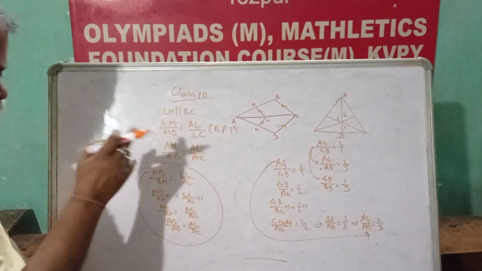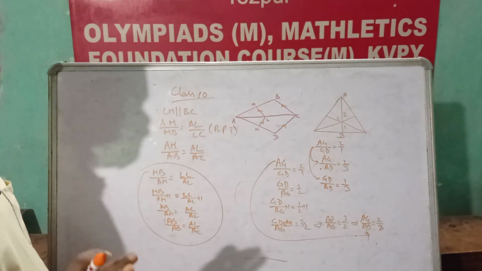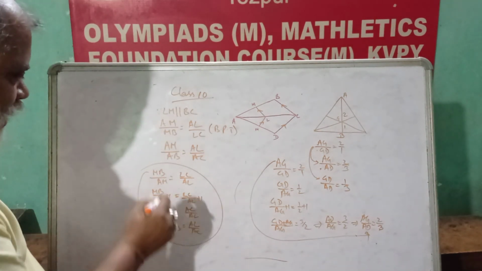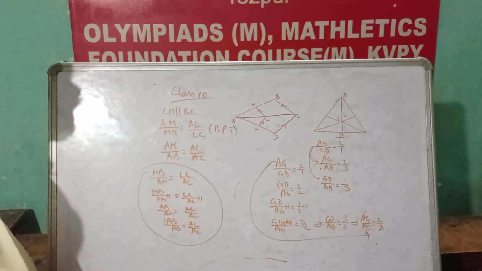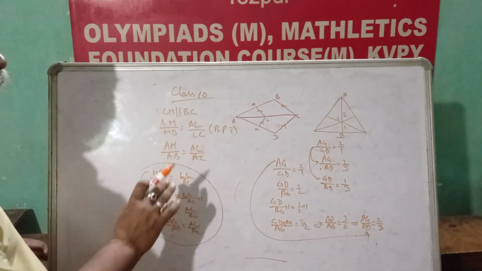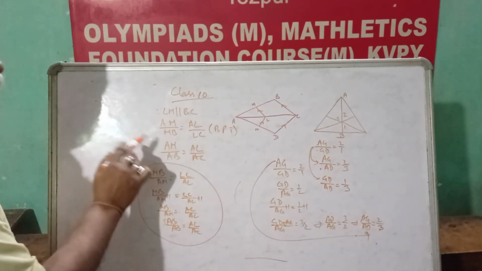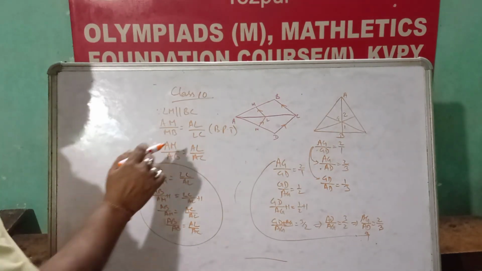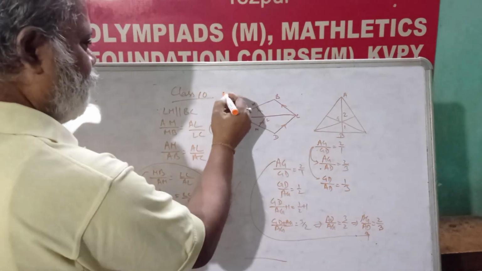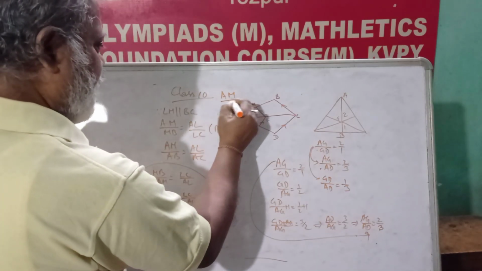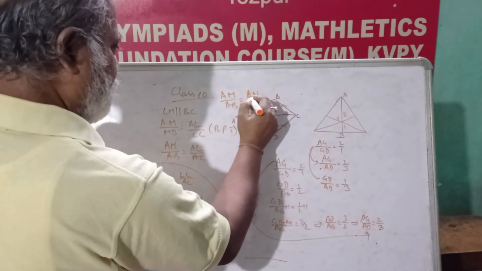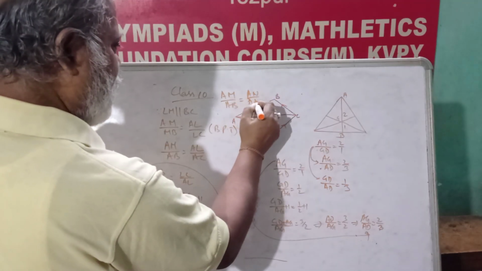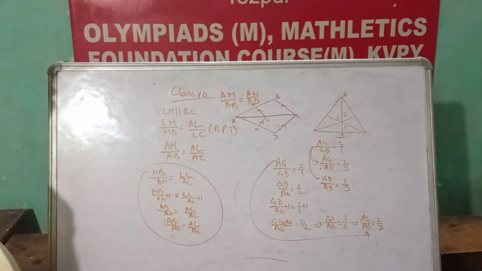So in order to prove it, we have to show the proof, so we have to go through this process. But here we are not asked to prove it. Here we are not asked to prove that this is equal to this. We are asked to prove that AM by AB is equal to AN by AD. We are not asked to prove from here to here.